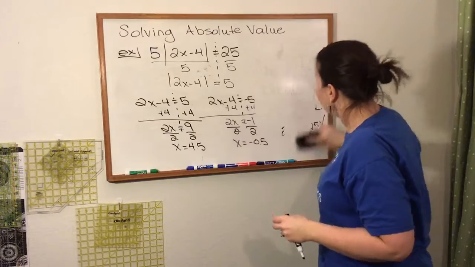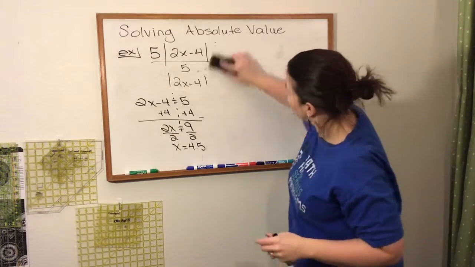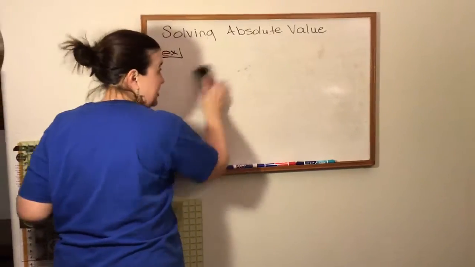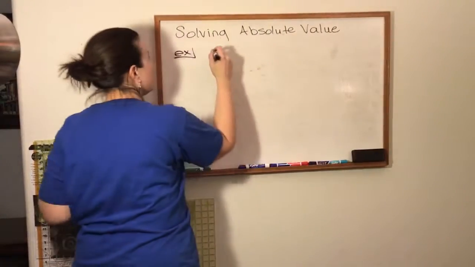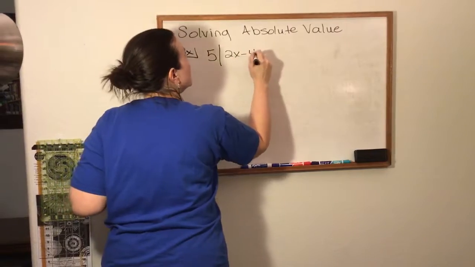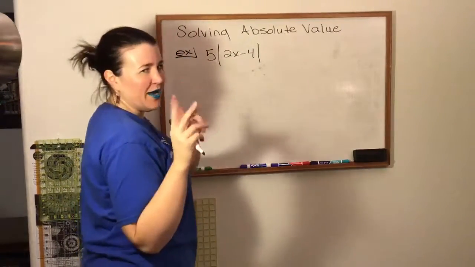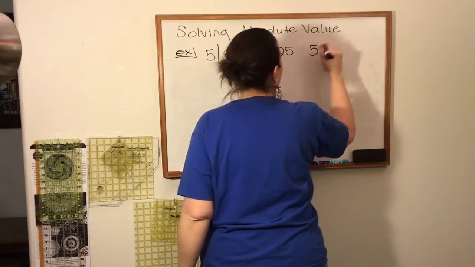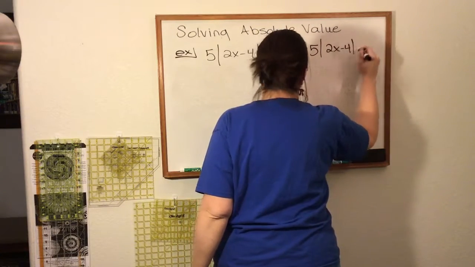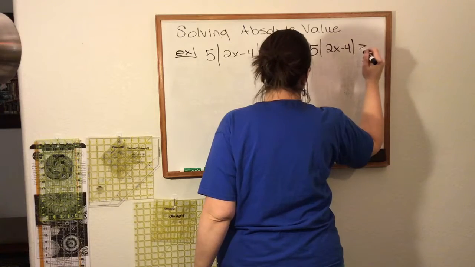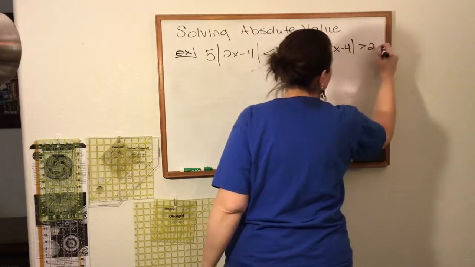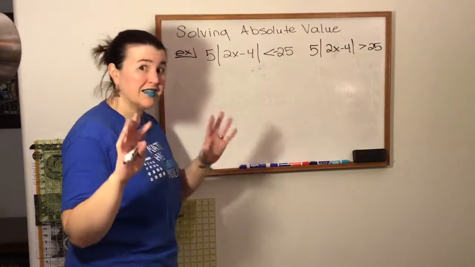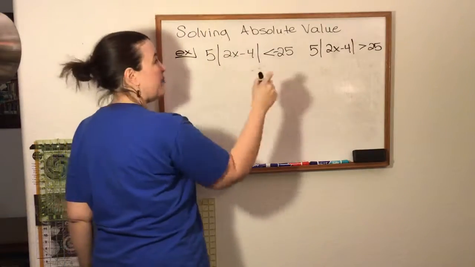Now, inequalities are very, very similar. In fact, let's do this as an inequality just so you can see how similar they are. 2x minus 4. I'm going to do this two ways, just because I want you to think about whether these are possible or not. Same first step.